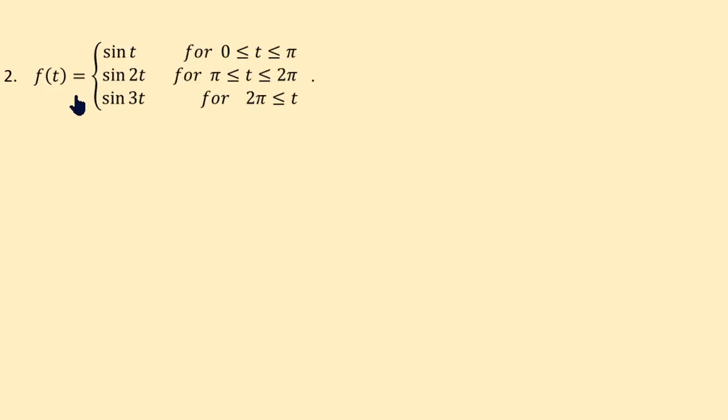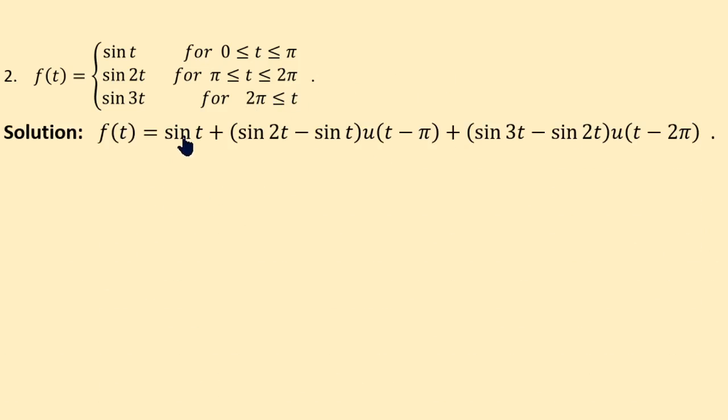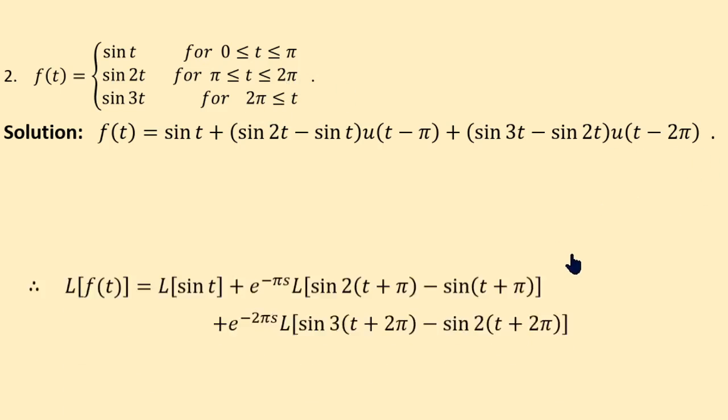One more example, f of t is sin t in the interval 0 to pi, sin 2t in the interval pi to 2 pi, sin 3t in the interval 2 pi to infinity. Therefore, first function sin t plus second function minus first function, sin 2t minus sin t, into unit step function u t minus pi, and third function minus second function into unit step function u t minus b, b means 2 pi, and then apply Laplace transform.